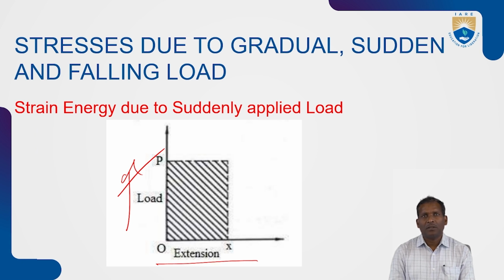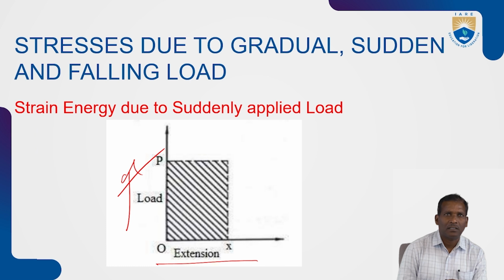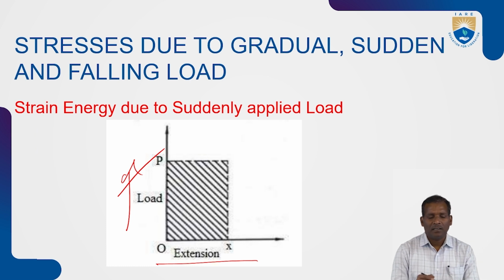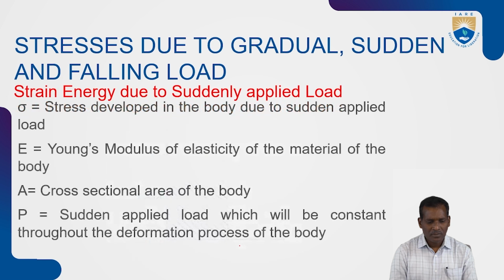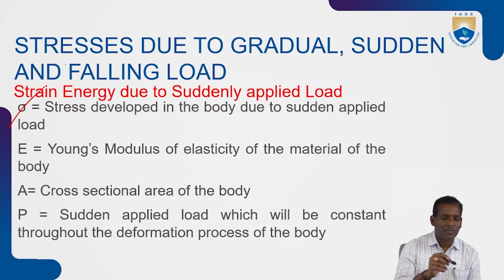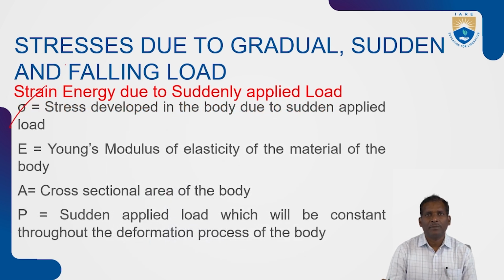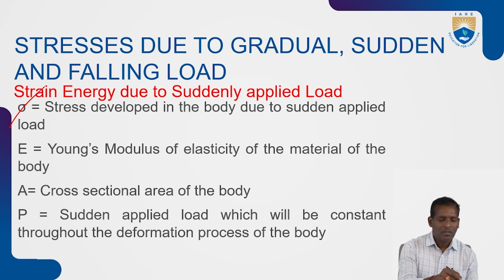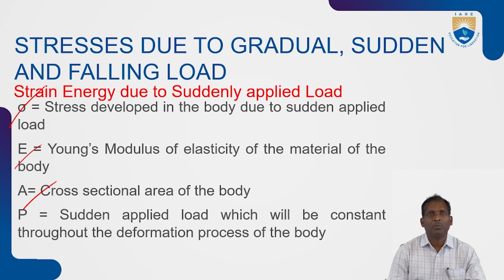In the previous case, we have seen gradually applied load, but in this case it is not like that. The load is suddenly applied, 0 to P, and the extension will occur, the deformation 0 to X. Assume sigma is the stress developed in the body due to the suddenly applied load, E is Young's modulus of elasticity of the material of the body, and A is the cross-sectional area of the body.